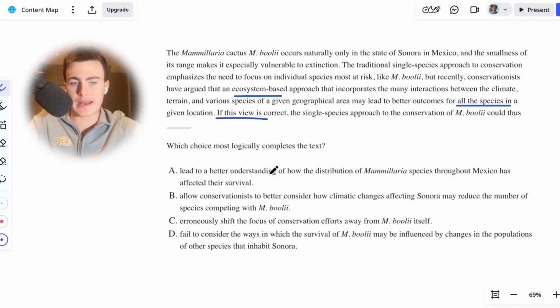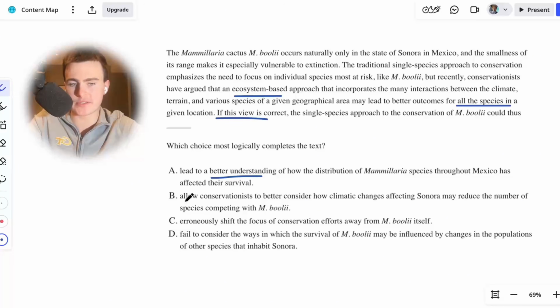Lead to a better understanding at how the blah, blah, blah. A better understanding is positive. We're looking for a negative thing because we have this new idea, once again, that is basically saying how the old idea, which is a single species view, is bad. So if the single species view is bad, then this blank right here should be negative because it's basically making it obsolete. So we're looking for a negative choice here.